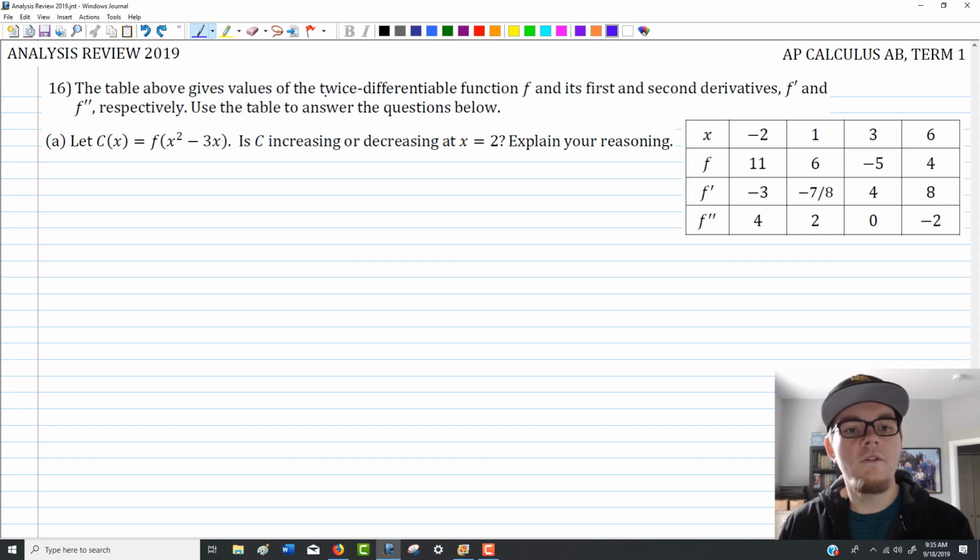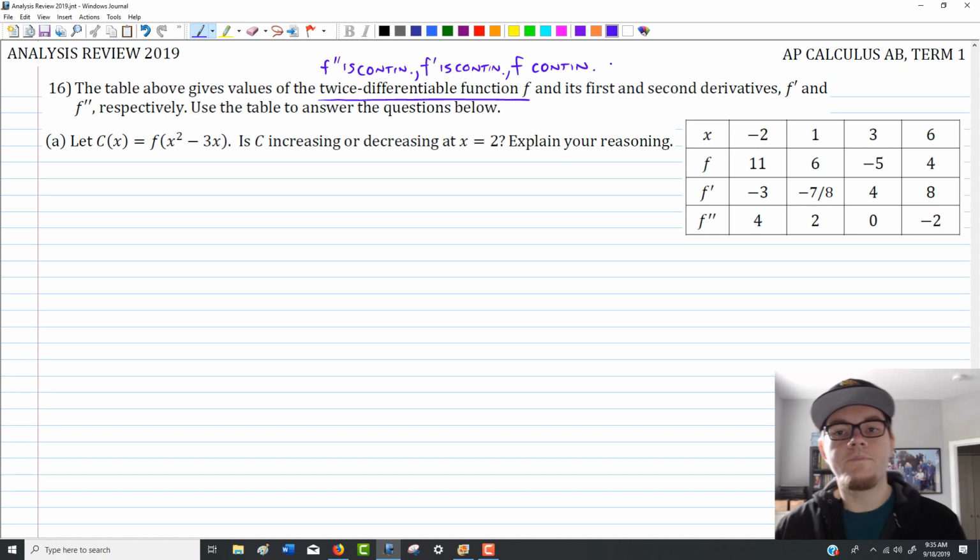It tells us that we've got values of the twice differentiable function f of x. That's an important thing to note because it tells us some information right off the bat. It tells us first that f double prime is continuous, because twice differentiable means the second derivative is continuous. It also means that f prime is continuous, because the derivative of f prime is continuous, which makes f prime differentiable. That also tells us that f is continuous. So we know all of f, f prime, and f double prime are continuous functions, and all but f double prime are for sure differentiable as well.